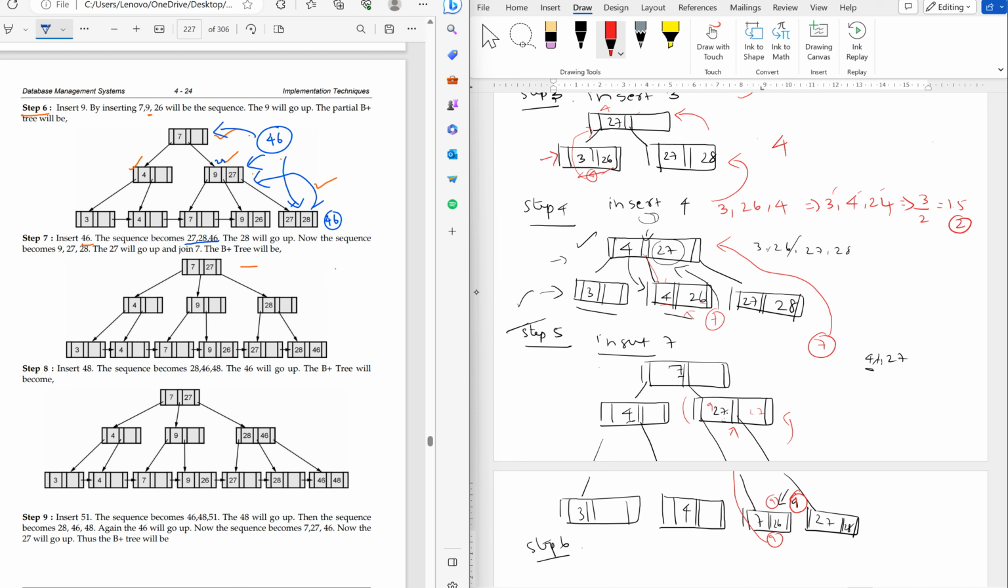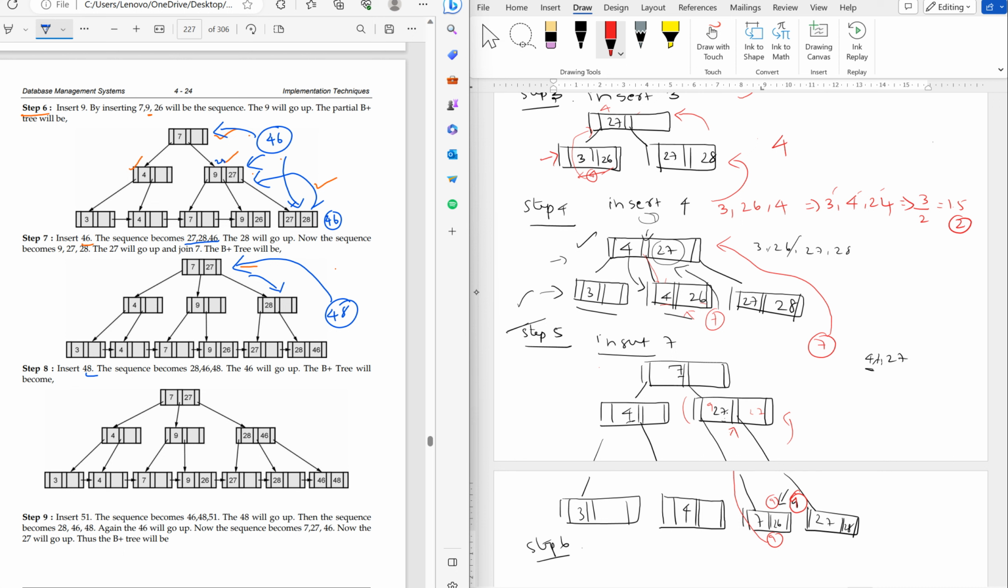So in the eighth step, we are just going to insert 48. We are trying to insert 48. Again, we need to compare with the first node. So we are just trying to insert 48 here. Since 48 is greater than these two values, that is greater than 27, it comes here.